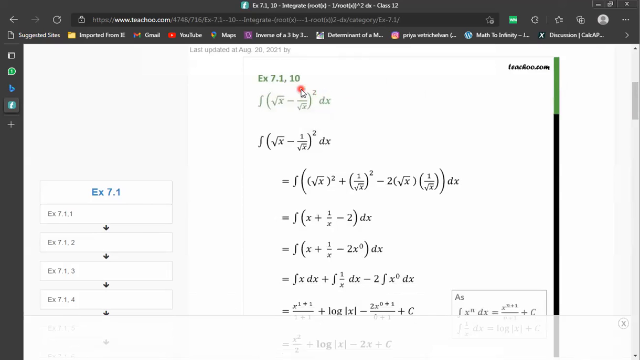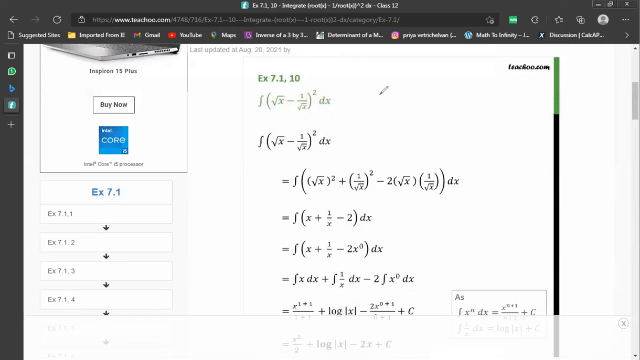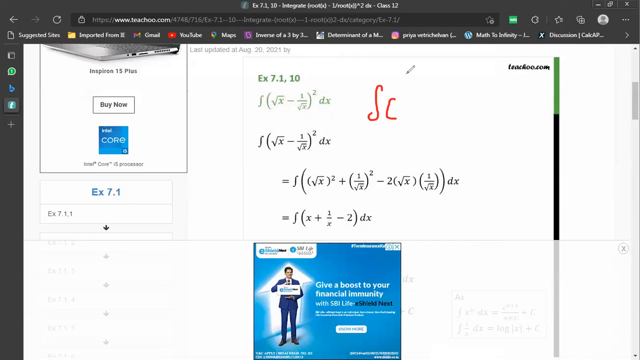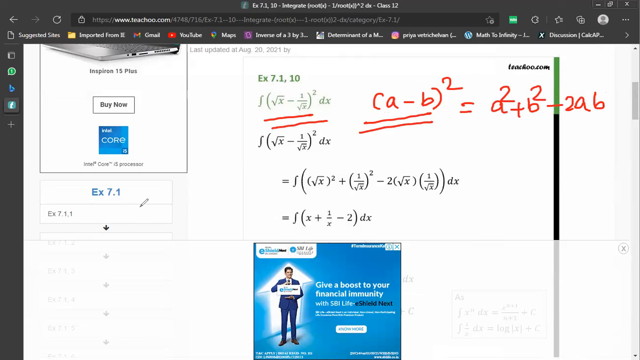Okay. So integral of (square root of x minus 1 upon square root of x) the whole square. This reminds us of the formula of (a minus b) the whole square. So you can use this algebraic identity for expanding this, which is a square plus b square minus 2 into a into b. If you compare this question with the identity, we can conclude a is square root of x and b is 1 by root x.